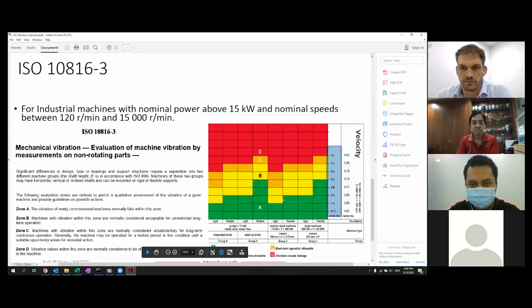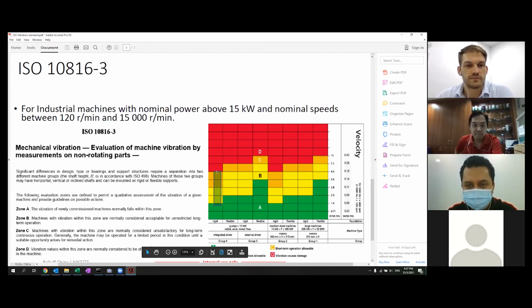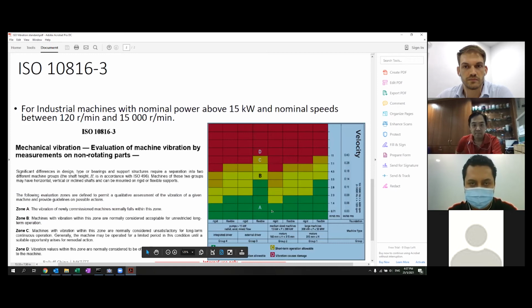velocity for each value. For example, if I'm mounting my pumps on a rigid ground, that means if I'm having 1.4 or 2.3, I'm still in good condition. But when it starts rising up to 4.5, there is a short-term operation allowable. Okay, and then if it goes more than that, then the vibration will cause damage to the motor or machines. So this is like a guideline that we can follow based on the ISO standards.